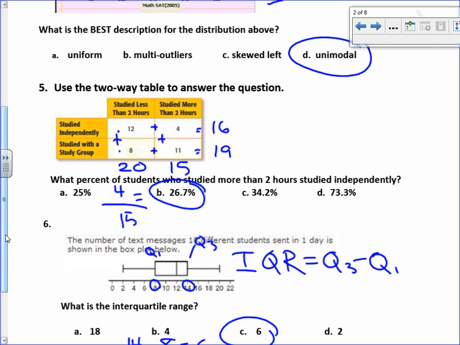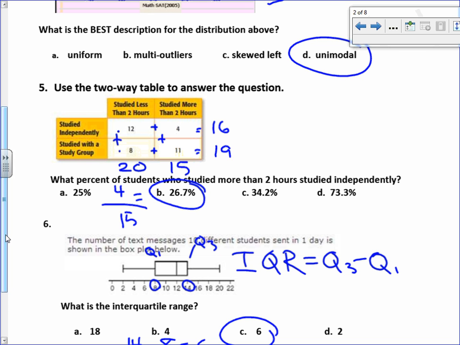So take a look at this. The question always comes up, are we dividing out of the total number of people or are we dividing out of some other number? So you have to read the question carefully. It says, what percent of students who studied more than 2 hours? Pause. The percent of students who studied more than 2 hours. So that word of usually tells us what our denominator is going to be, whatever comes after of. So students who studied more than 2 hours.